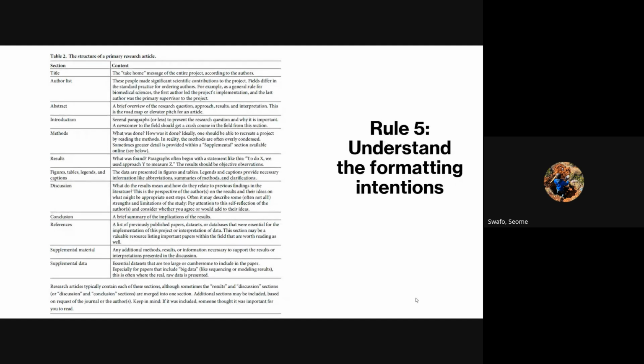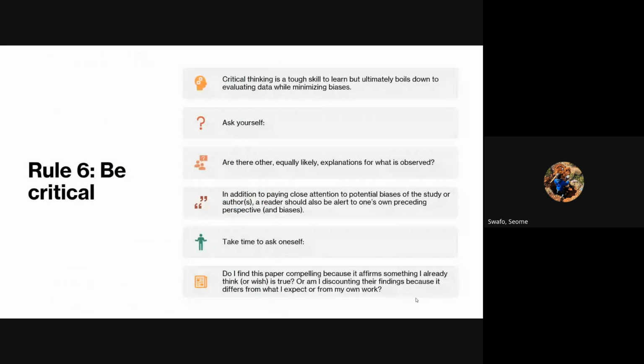So it's up to you, the reader, to understand the formatting intentions. Why did they probably link maybe their results, maybe the discussion was not that big, maybe those types of things. Maybe the conclusion is better summarized as part of the discussion. Maybe if they were to separate them, then they would kill the flow. Those types of things. You need to understand the formatting of that specific article.